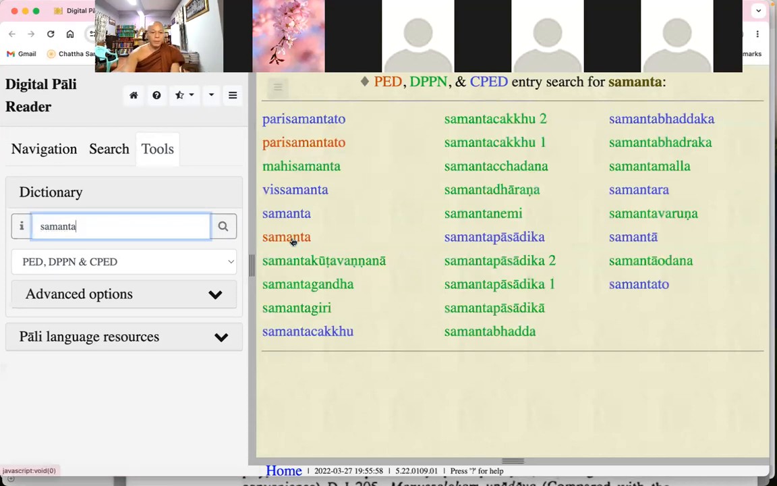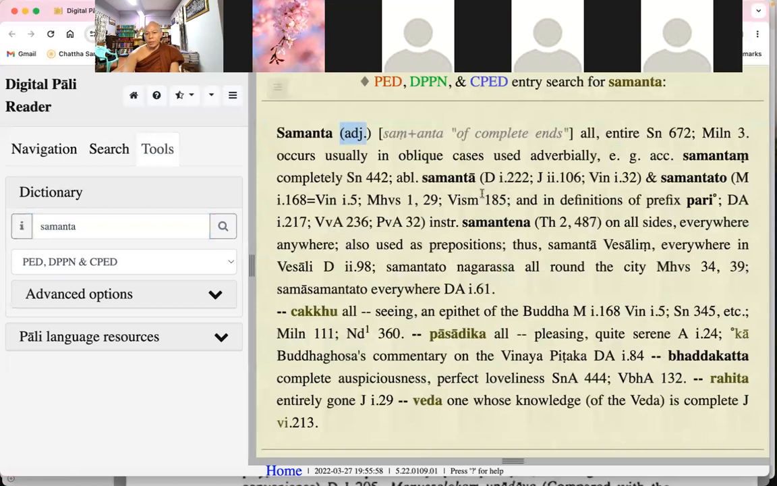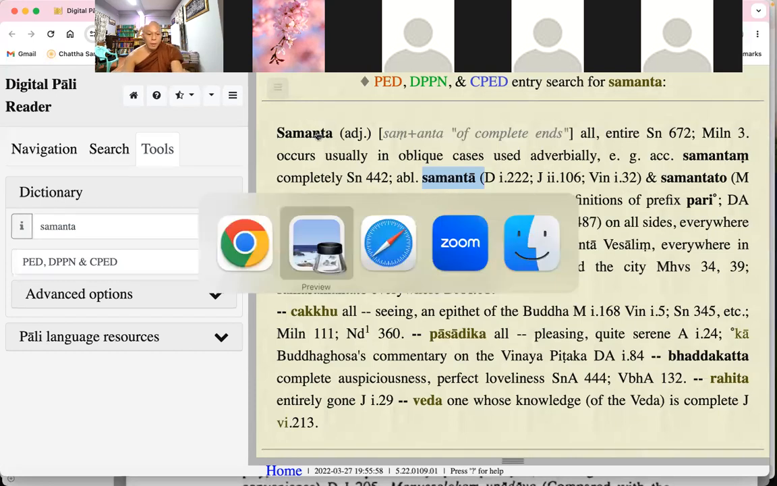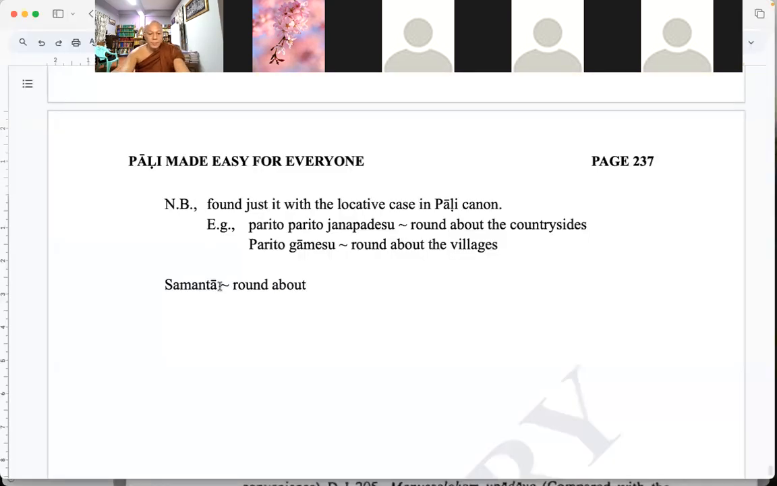So originally samanta, right? So samanta is an adjective, but with the locative, so ablative case, it is used as an adverb. Samanta, or with the accusative case also. Samantam, completely, but samantam is an adverb. So samantena with the instrumental case also can be seen there. Okay, so that samanta is originally an adjective, with ablative singular. So round about.